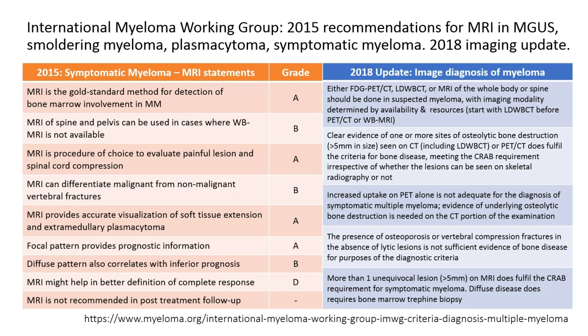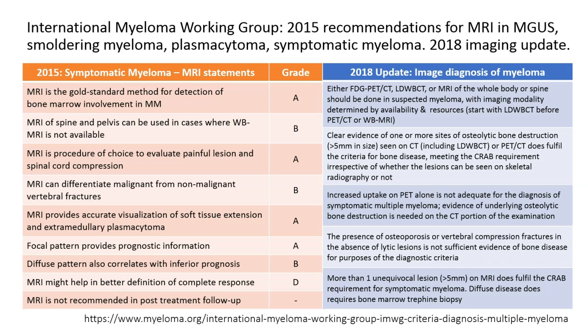So what are the indications for whole body MRI? The International Myeloma Working Group in 2015 and its most recent update in 2018 suggested that you could use a whole body MRI for diagnosing symptomatic multiple myeloma. In fact, they suggested that you should use low dose body CT scans before doing a PET scan or a whole body MRI. What they said was that there had to be clear evidence of osteolytic bone destruction, in other words, a lesion more than 5 millimeters in size, to be seen on the CT component of the PET scan or on the low dose body CT.